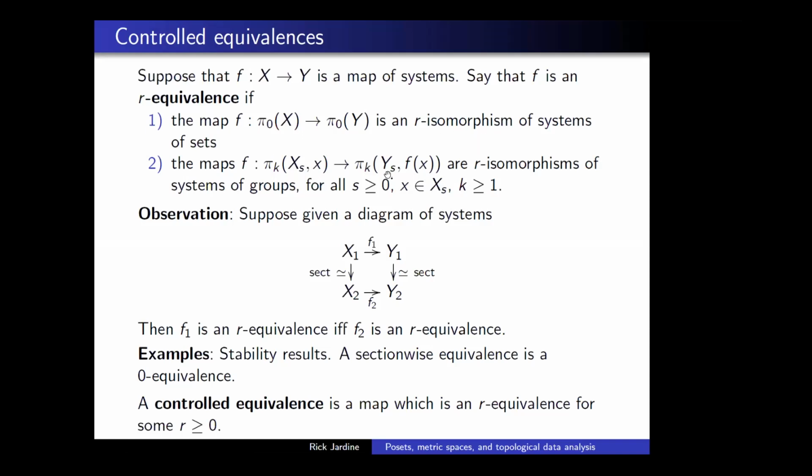That's on path components. And on higher homotopy groups, you want all of the corresponding maps of higher homotopy groups to be R isomorphisms of systems of groups. But you have to be a wee bit careful about choices of base points. You choose all of them, because not all these simplicial sets in a system might share the same vertices. So you have to be able to pick your vertices wherever you find them. So a map of systems in general is an R equivalence if it's an R isomorphism of path components and R isomorphisms of systems of higher homotopy groups.